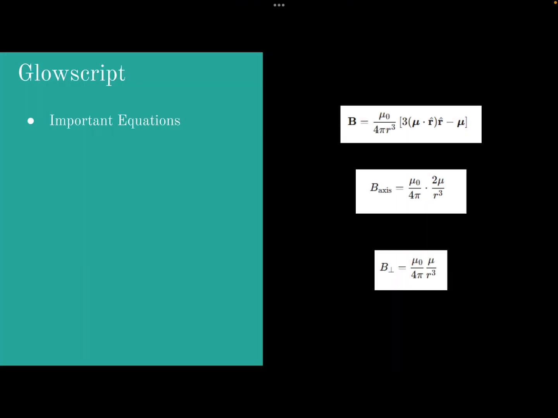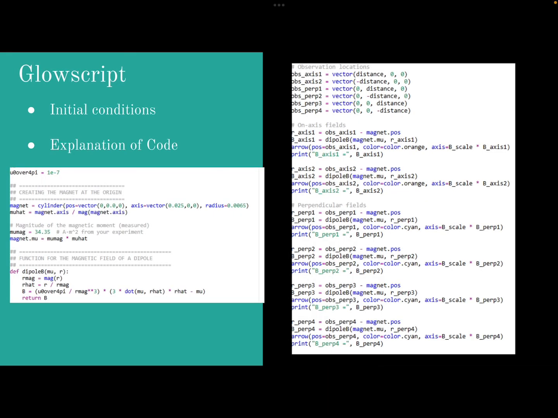And here are important equations that we used for the GlowScript, which helps us replicate our experiment. The formulas here are the magnetic field of a dipole, the magnetic field on axis, and the equation for the magnetic field at perpendicular points. And these were all key for our code.